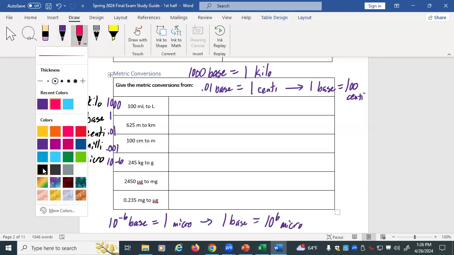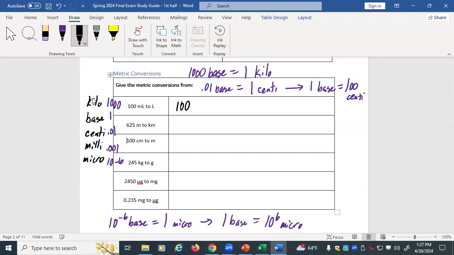So let's take a look at some examples here, and we'll just kind of bounce around a little bit. If I want to convert 100 milliliters into liters, all I need to do is set up a conversion factor that converts milliliters into liters. Now, if I look at my chart here, I can put this in as 0.001 liters in a milliliter. Liters would be the base unit. And if I did that, 100 times 0.001, I would get 0.1 liters.